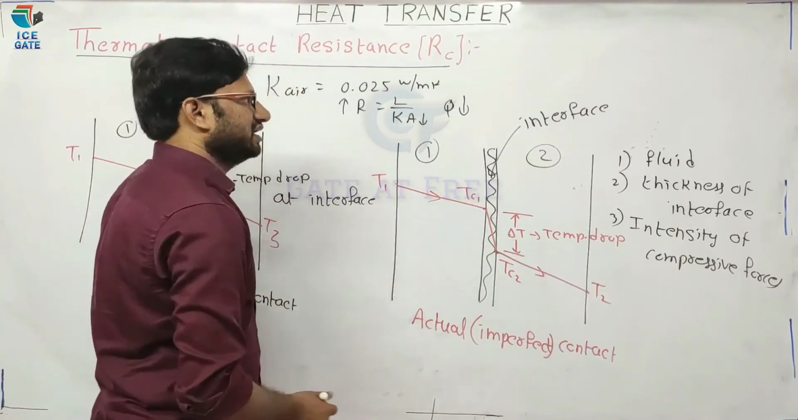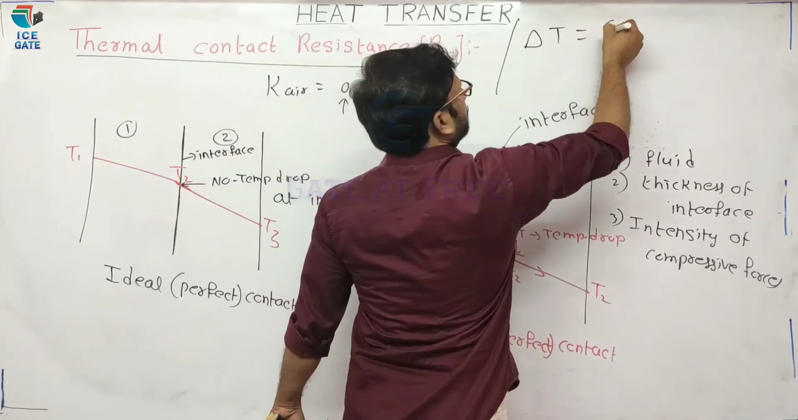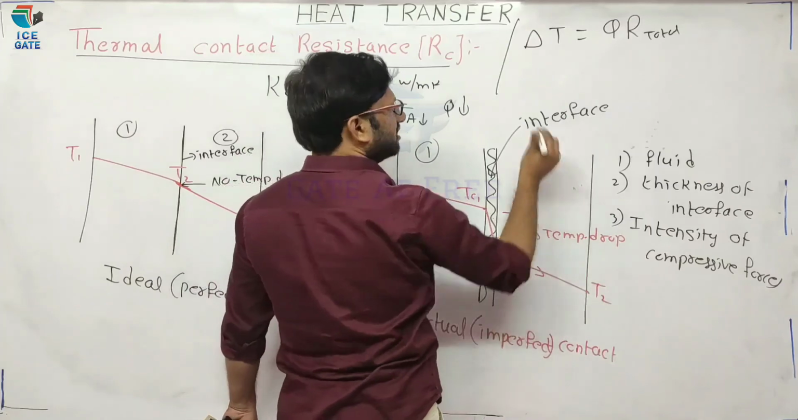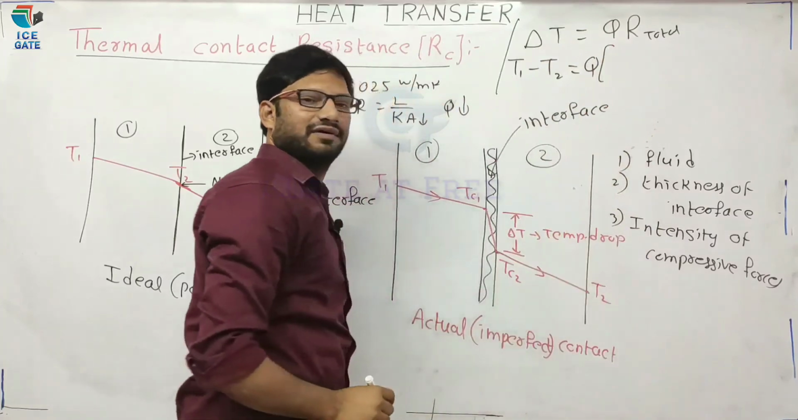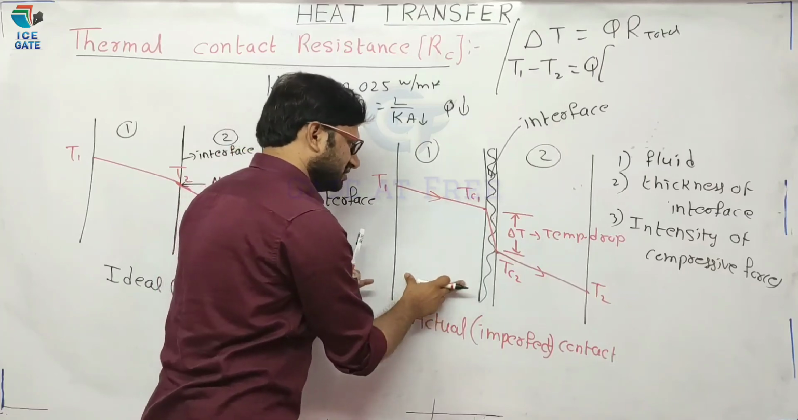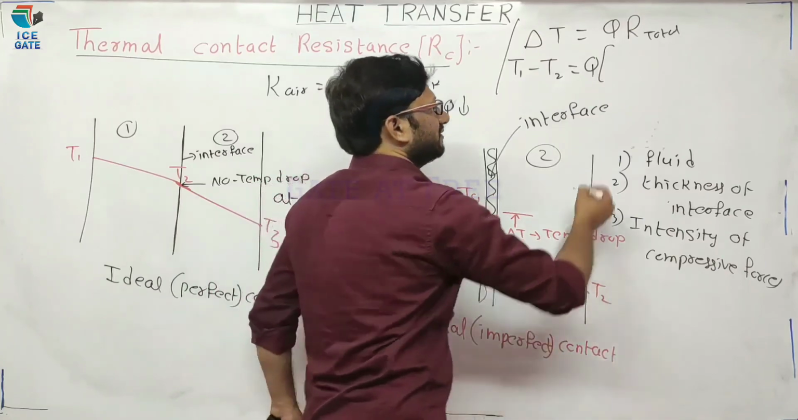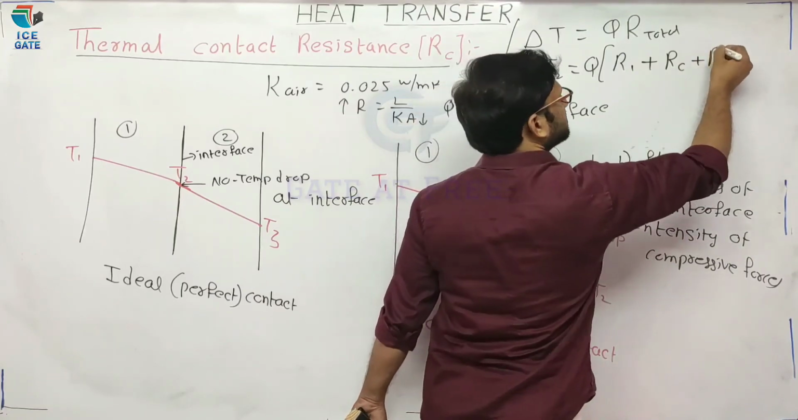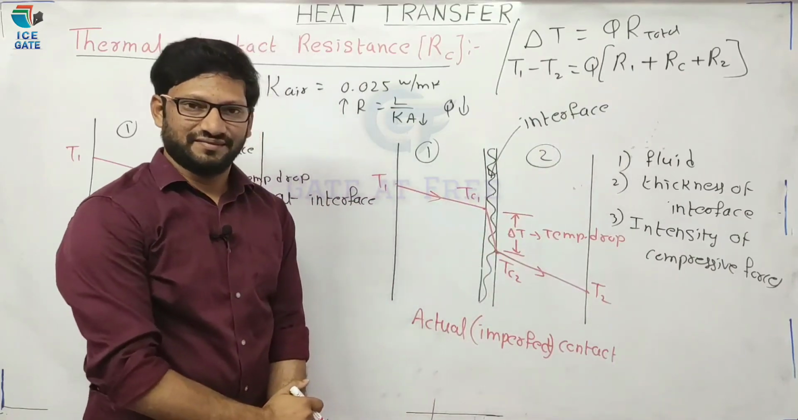Now write down delta T equal to QR for this case, where R is the total resistance. Take delta T as T1 minus T2. Now you have to write down the resistances between T1 and T2. Say this is R1, and here the thermal contact resistance RC, plus R2. So the total resistance is R1 plus RC, the thermal contact resistance, plus R2. This is the delta T equal to QR equation. Hope you understood.